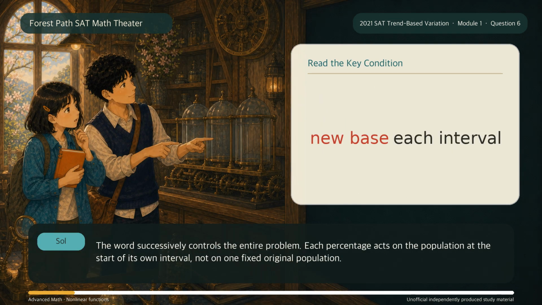The word successively controls the entire problem. Each percentage acts on the population at the start of its own interval, not on one fixed original population.